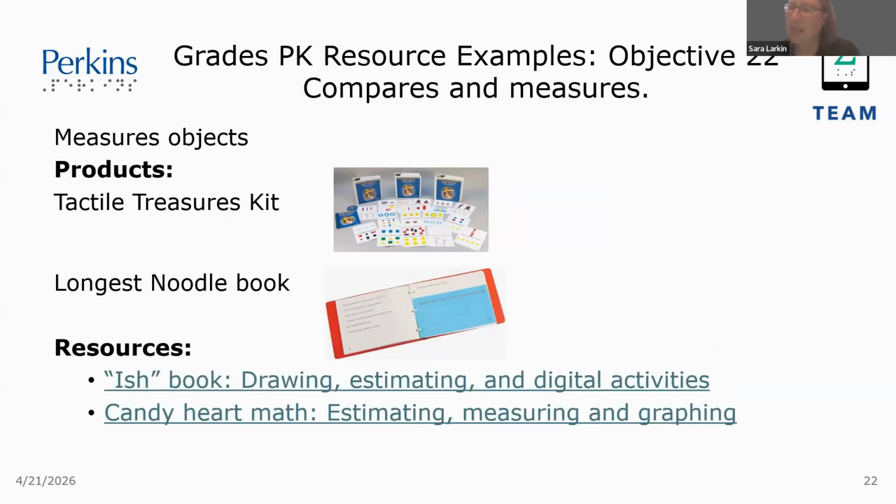The next one is Objective 22, compares and measures. One of the standards in there is measuring objects, where the teacher can use the tactile treasures kit to focus on things like size and number and how many. Also the longest noodle book. Now you've got a storybook that focuses on length. A couple of the resources are the Ish book for drawing, estimating, and of course, Valentine's Day, we have some candy heart math.